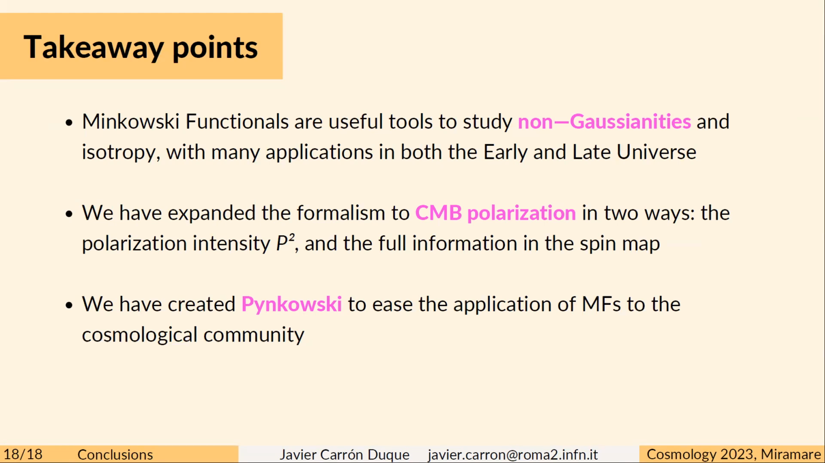Okay, so my takeaway points. First, Minkowski functionals are useful tools to study non-Gaussianity, and they can be applied in the early and in the late universe. We have expanded this formalism to CMB polarization, which we hope will be useful with future data. And we do that in 2 different ways, with P-squared, but also with the full information spin map. And we have created this Minkowski package that I hope is useful to you, for the application of Minkowski functionals to the cosmological community. So that is all. Thank you very much.